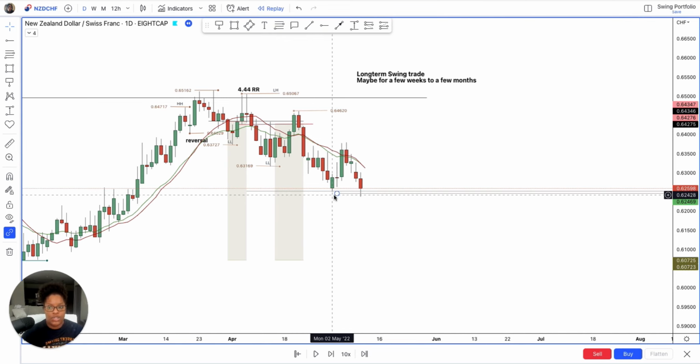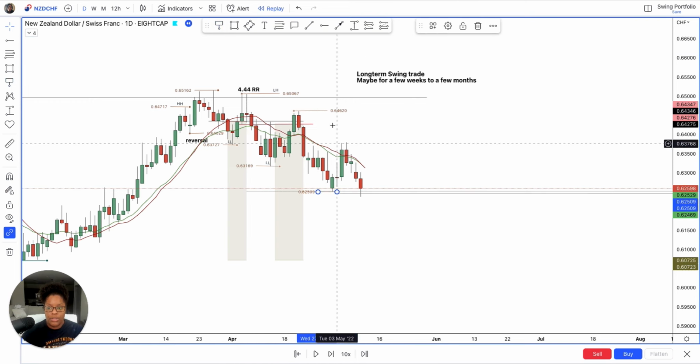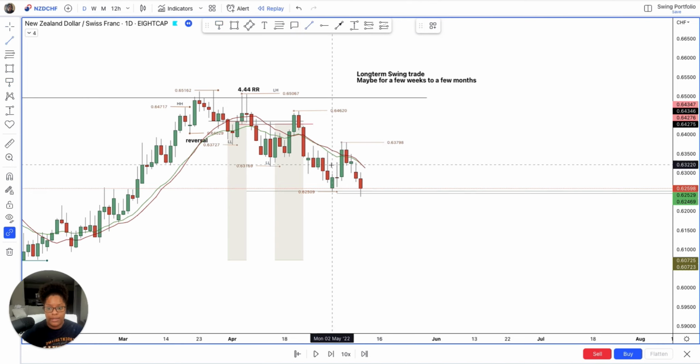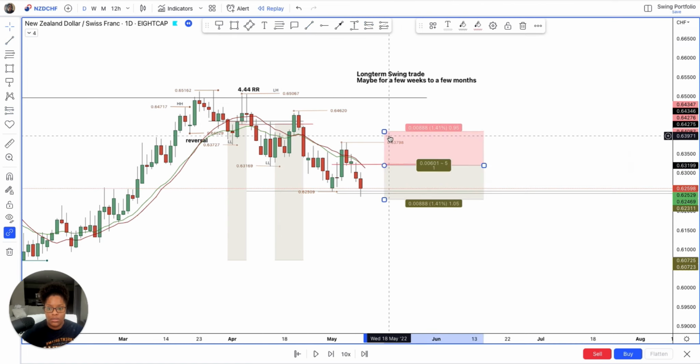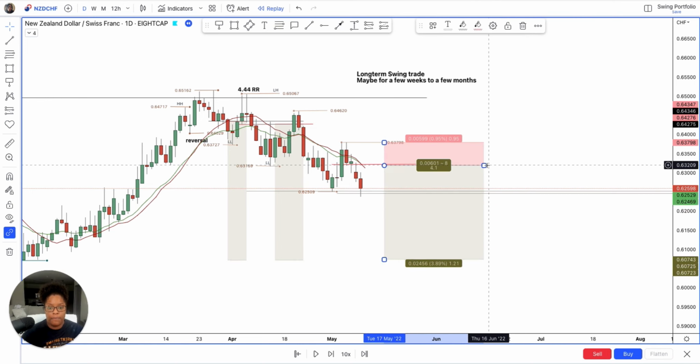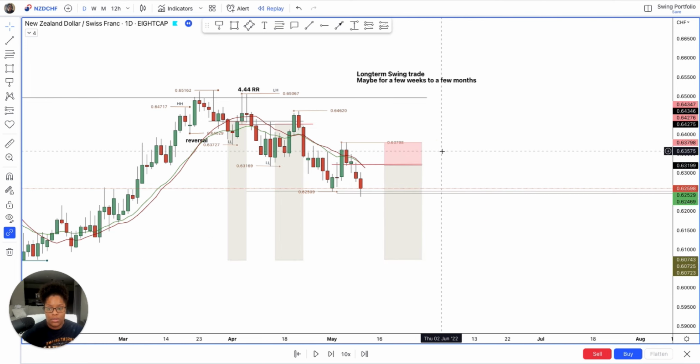Let's update this chart as well, because we do have a new low. We do have a new lower high. And I want to enter this, right? And I'm going to continue to run it down to the same take profit. So let's see if we get triggered in.